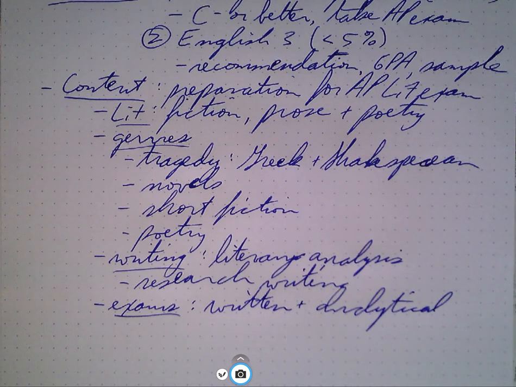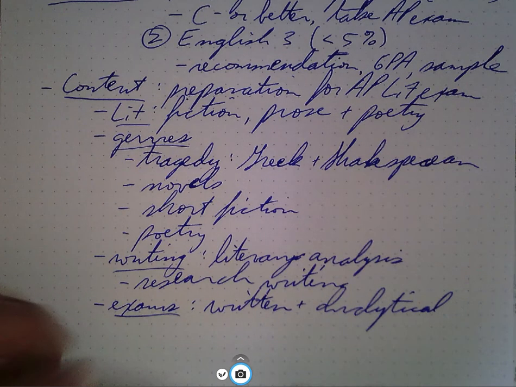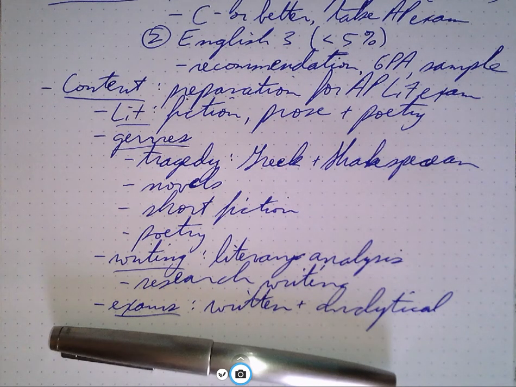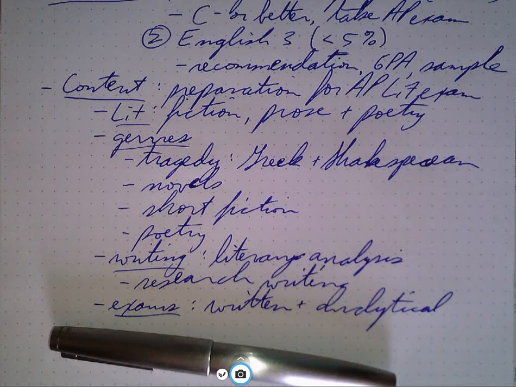And overall, what we hope for with this class is that it prepares you not only for the AP Literature exam in the near future, but in the long-term future, that it prepares you for any undergraduate course you may be taking in the humanities.